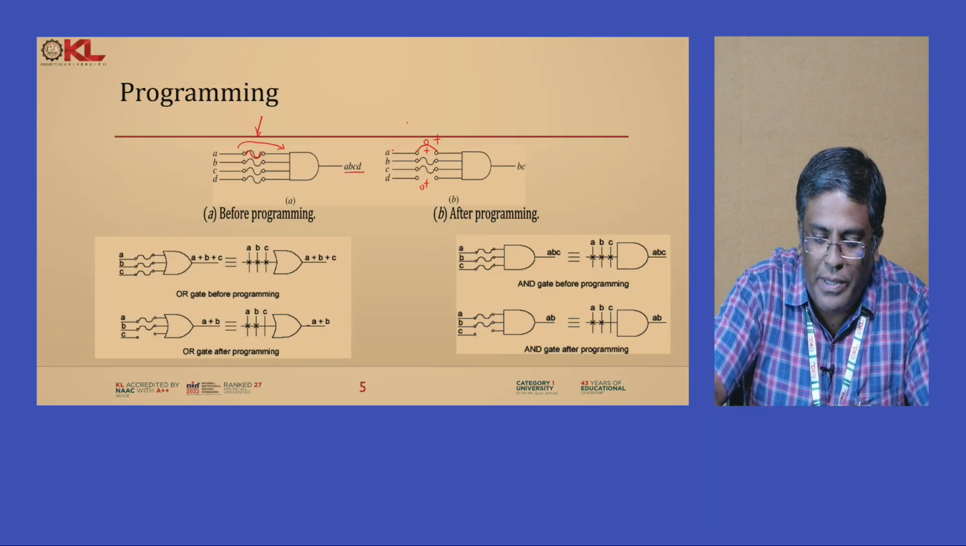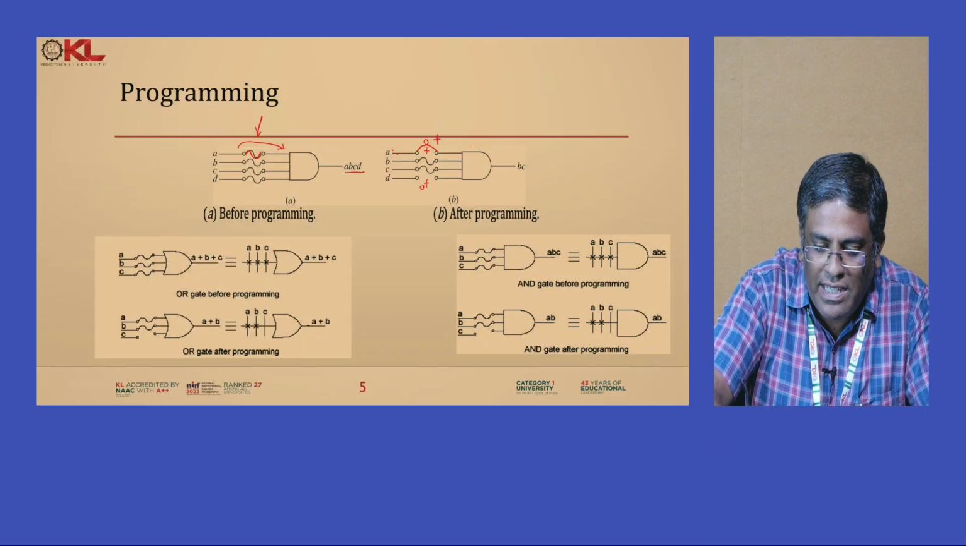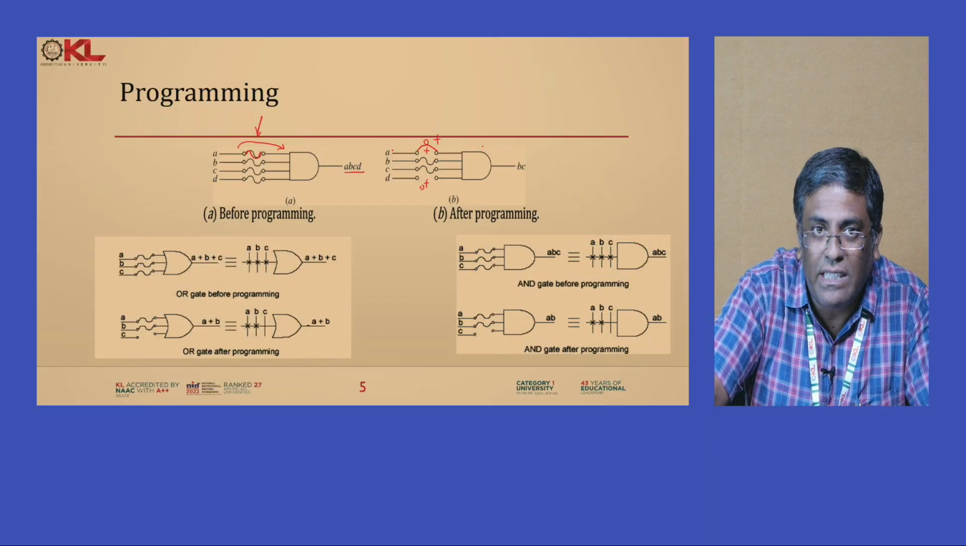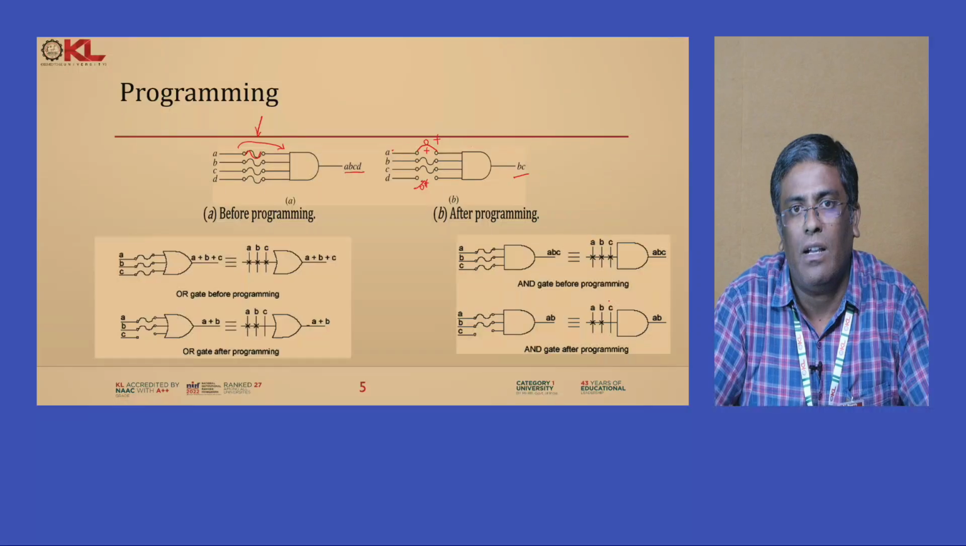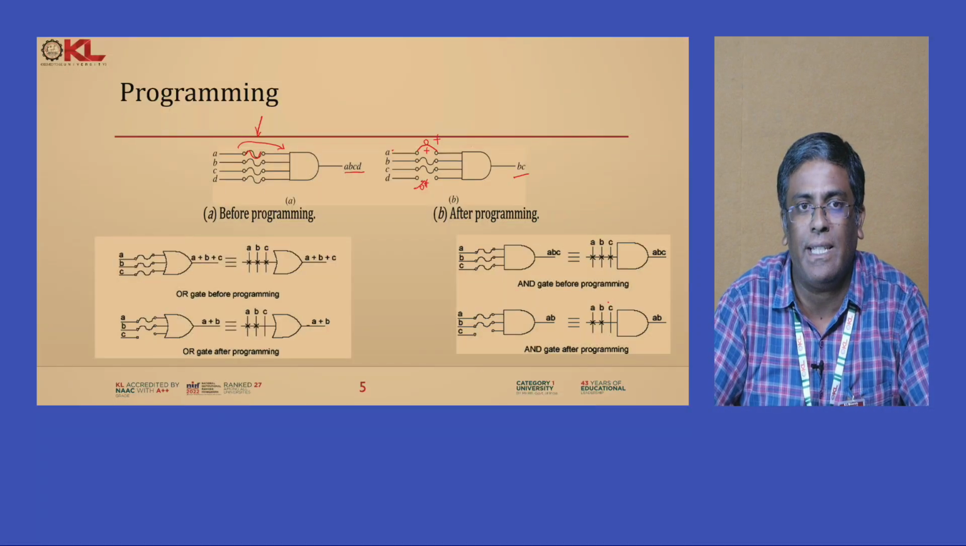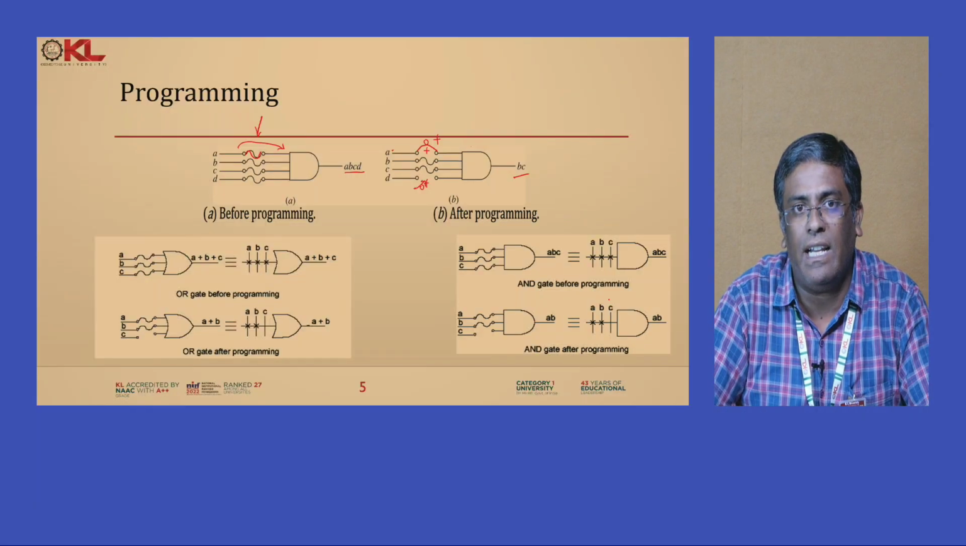Before programming, the output of this AND gate was ABCD, but now since A is not connected with the AND gate and D is not connected with the AND gate due to the fuses blown, we can see that the output of your AND is nothing but BC. So this is what we can say, your AND array is getting programmed, a programmable AND array.